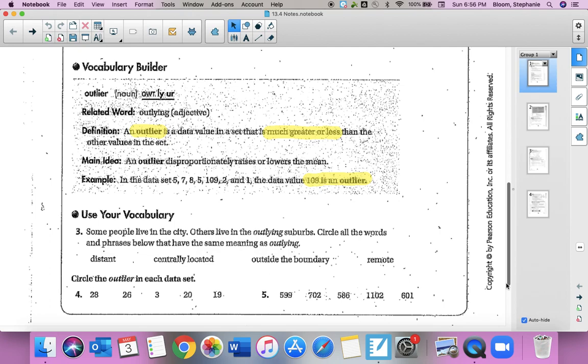So we're going to look down here at this example. We're going to circle the outlier in each data set. So if you look at all of this data, which one doesn't fit? And if you said 3, you would be correct. And if we look at all these numbers, which one doesn't fit? Right here would be our outlier. Okay? All right, moving on to some more vocab.